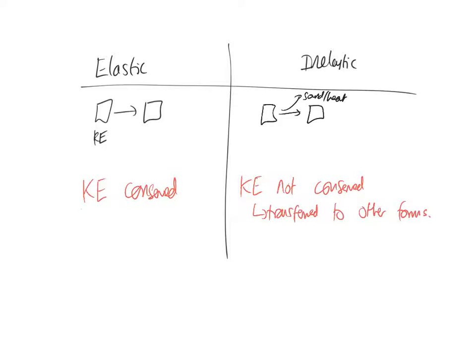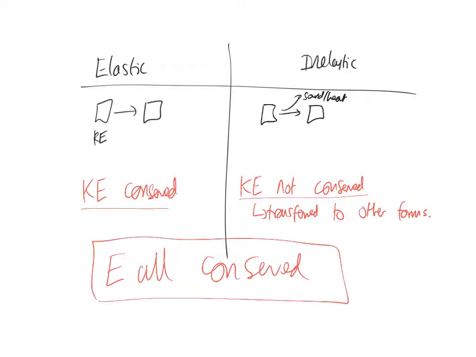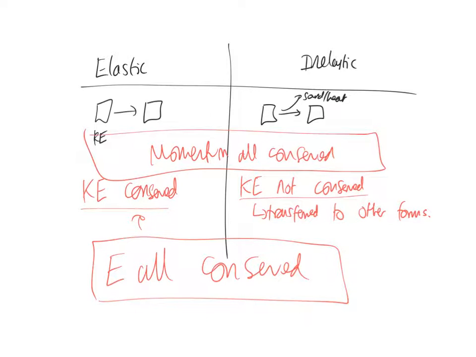Kinetic energy is conserved. Now, is the energy conserved in both these? Well, yes, energy is always conserved. So when we look at all the energy, it will all be conserved. It's just the kinetic energy which we're talking about in here. Momentum is also always conserved, as discussed previously. So it doesn't matter which type of collision it is, momentum is always conserved. The only difference is whether kinetic energy is conserved or not.